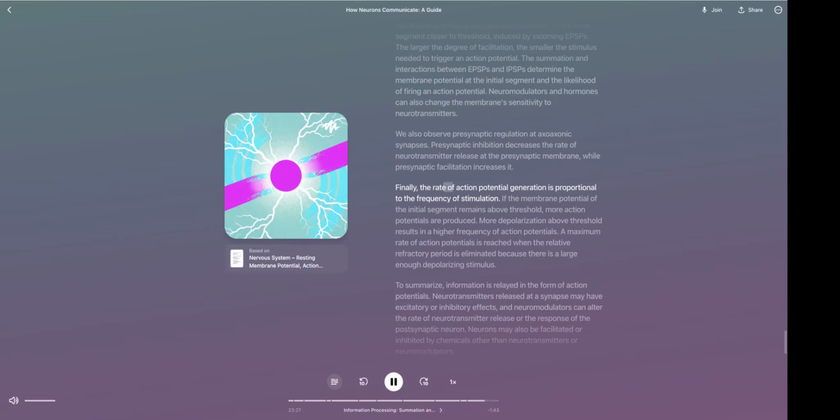Finally, the rate of action potential generation is proportional to the frequency of stimulation. If the membrane potential of the initial segment remains above threshold, more action potentials are produced. More depolarization above threshold results in a higher frequency of action potentials. A maximum rate of action potentials is reached when the relative refractory period is eliminated because there is a large enough depolarizing stimulus. To summarize, information is relayed in the form of action potentials.